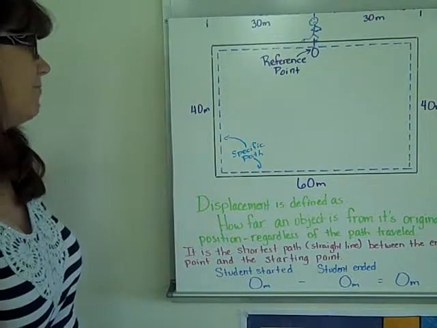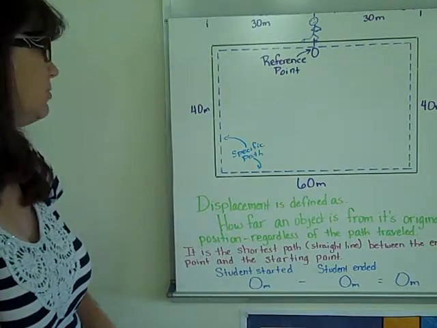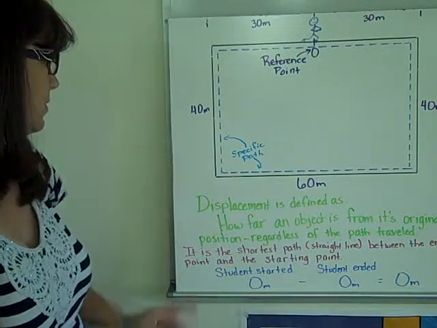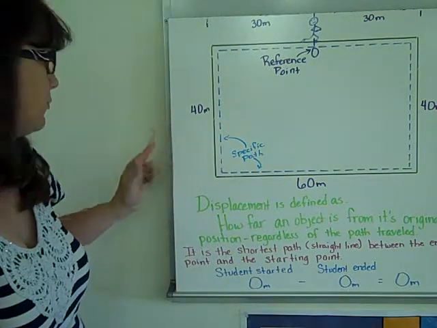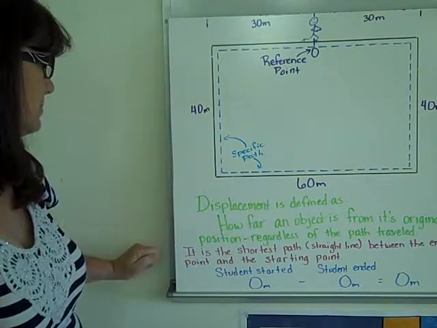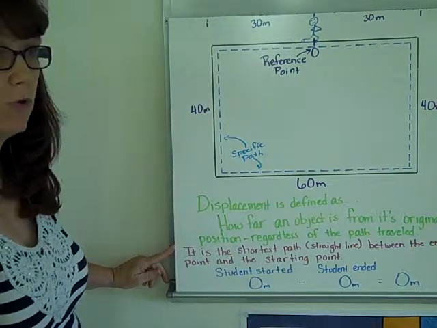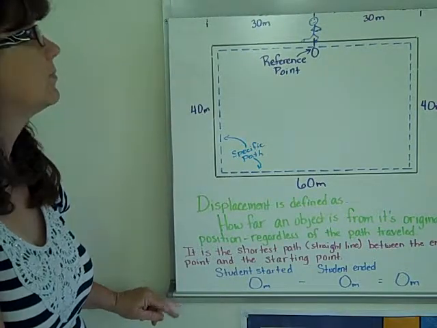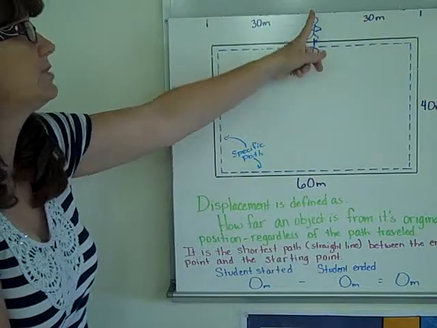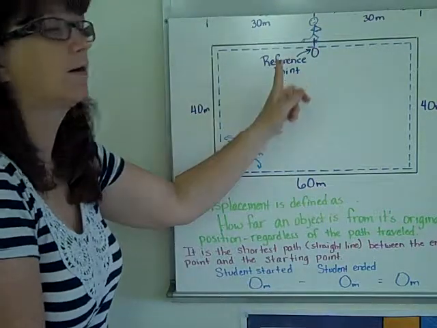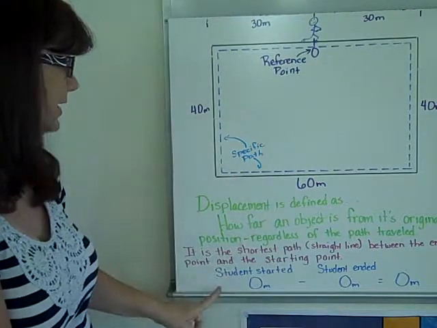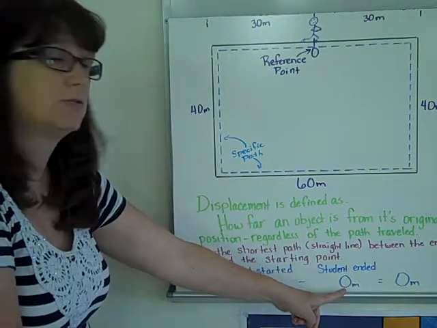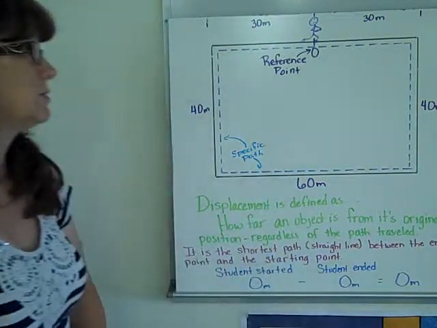Displacement is defined as how far an object is from its original position, regardless of the path that it took to get there. We usually state that when we're calculating displacement, it is the shortest path, which you know from math is a straight line, between the ending point and the starting point. So if we look at our individual, he started at 0, he ran around the block, and he ended at 0. So we can say that our student started at 0 meters, and he ended at 0 meters, and we can subtract those two and we get 0 meters.